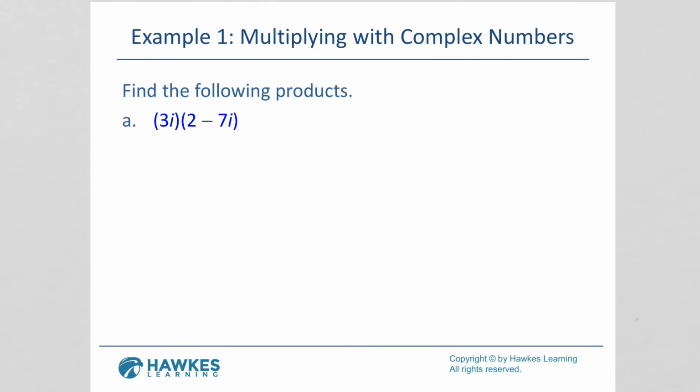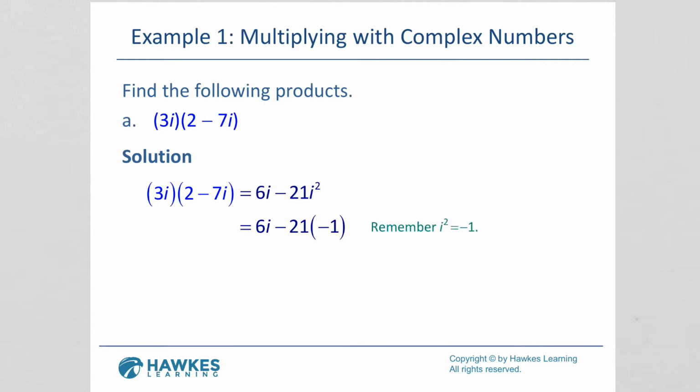A, 3i times the quantity 2 minus 7i. So using the distributive property, we take 3i times 2, which gives us 6i. We take 3i times negative 7i, which gives us negative 21i squared. 6i minus 21 times, we replace i squared with negative 1. Remember that i squared is negative 1. So that's 21 plus 6i. Again, standard form. We put the imaginary part at the end.